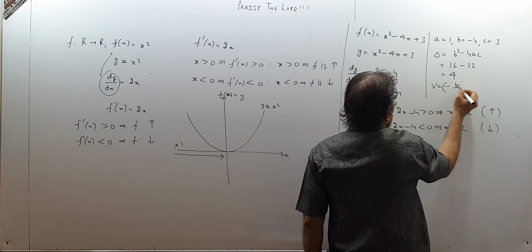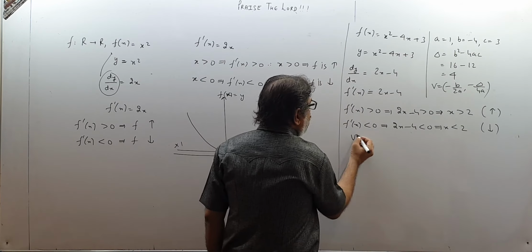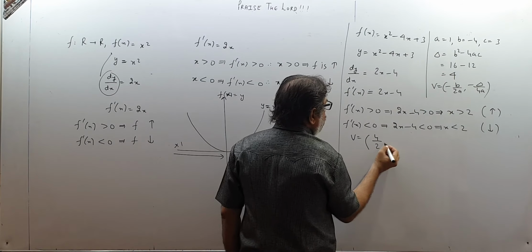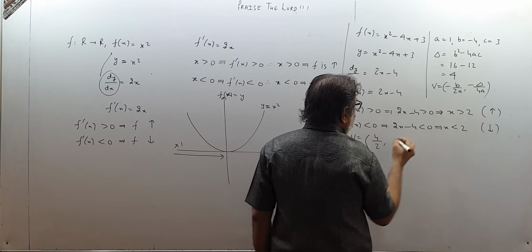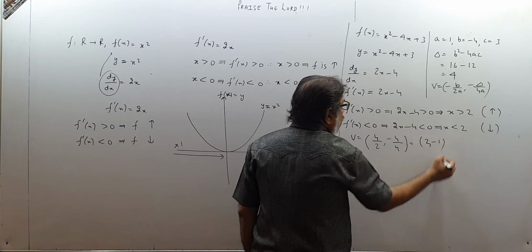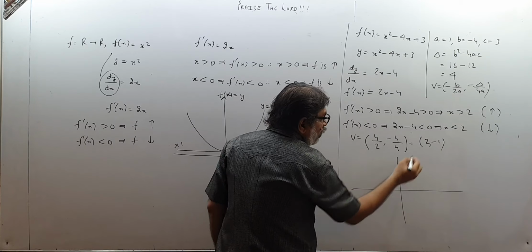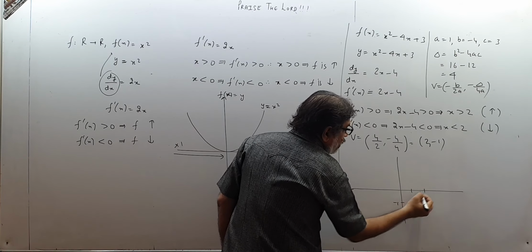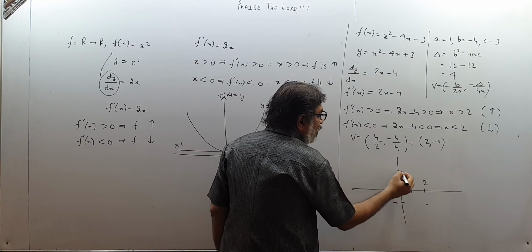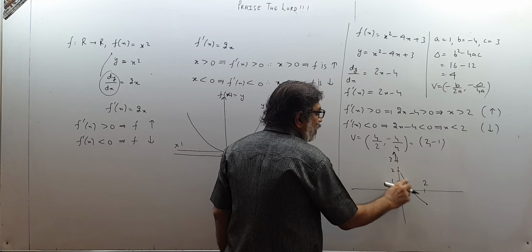So vertex is minus B upon 2A, minus delta upon 4A. I hope you have not forgotten. So vertex becomes minus B, meaning 4, 2A means 2. Minus delta means minus 4, 4A means 4. So that becomes 2 and minus 1. C is 3. So we plot the graph like this. 2 and minus 1. So 1 and 2 and minus 1. And this is 2. So somewhere over here, your vertex. And this will be 1, then 2 and then 3. So your graph will go like this, passing through 3.